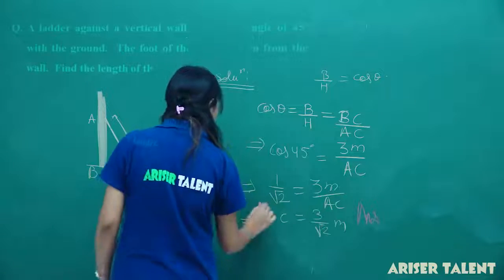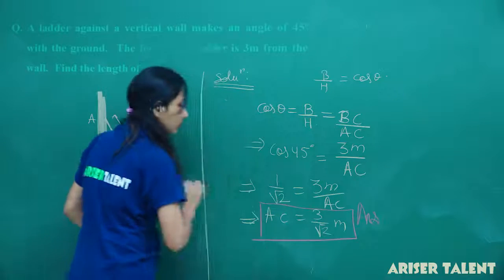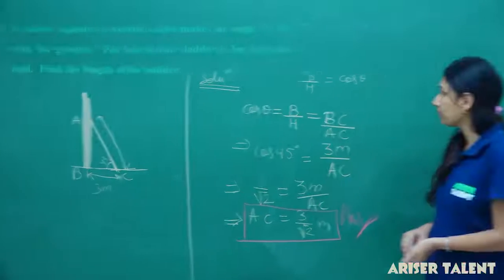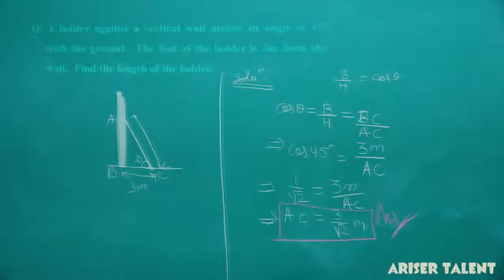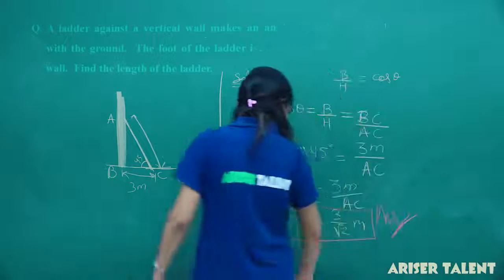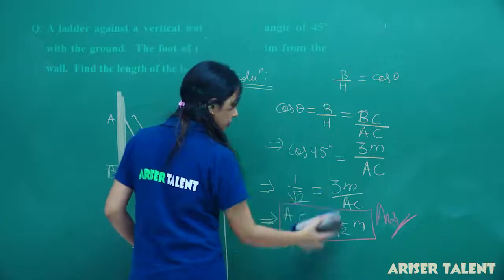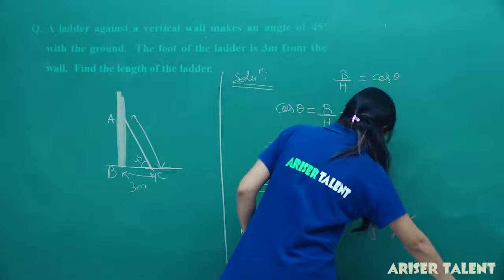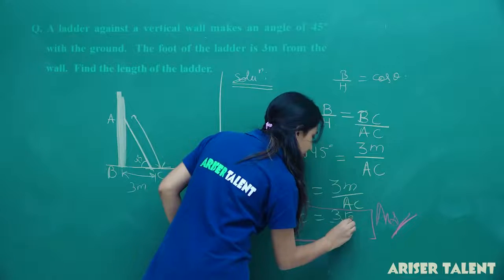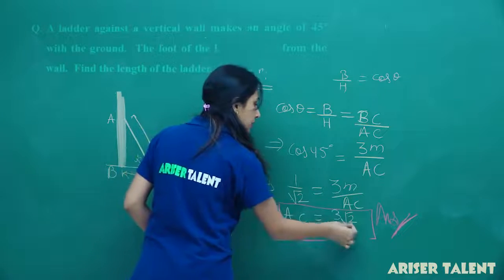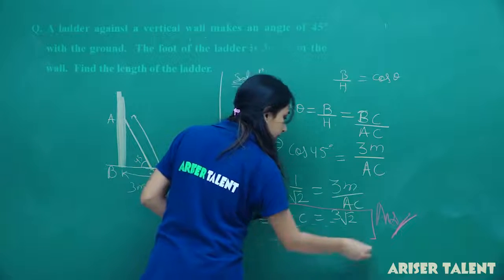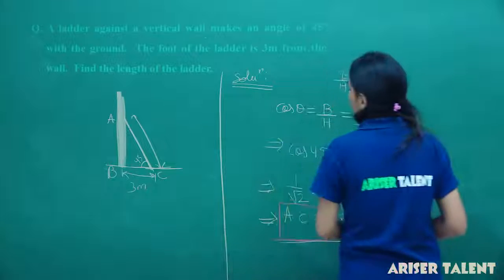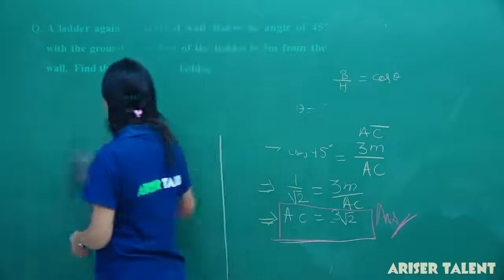So, this will be your answer. Isn't it so simple? Note it out. Okay, students. And one thing more, that AC will be here and root 2 here. So, root 2 will be going there only. It will be like this. AC here and 3 multiplied by root 2 here. So, it will be your answer. Right, students? Okay. I am rubbing this one. Now, students, about the next question.